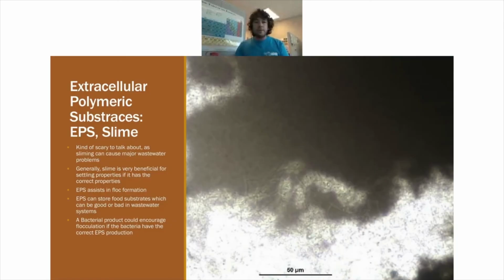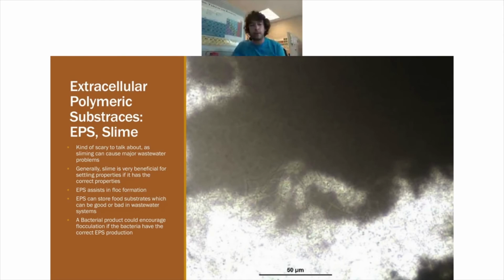So another goal you might have with adding a bacterial product would be to produce better flocculation in a wastewater system. Now, slime can be kind of scary to talk about in some cases, but generally speaking, we're talking about extracellular polymeric substances, which could be slime in a wastewater system. Extracellular polymeric substances are very significant to bacterial operation. In sewer lines and collection systems, you're very likely to have a biofilm. That's an EPS layer growing on the sides of the sewer line.